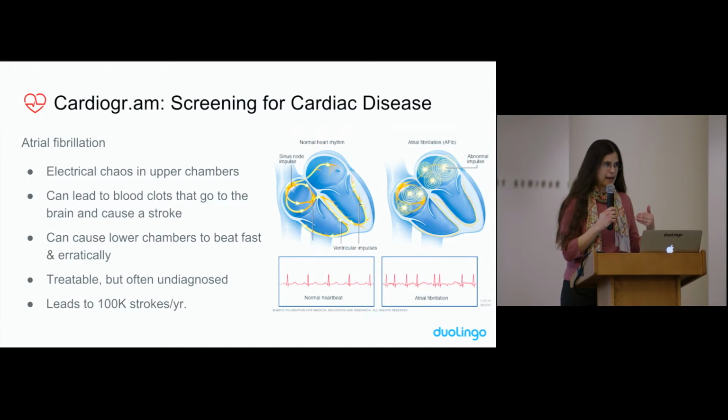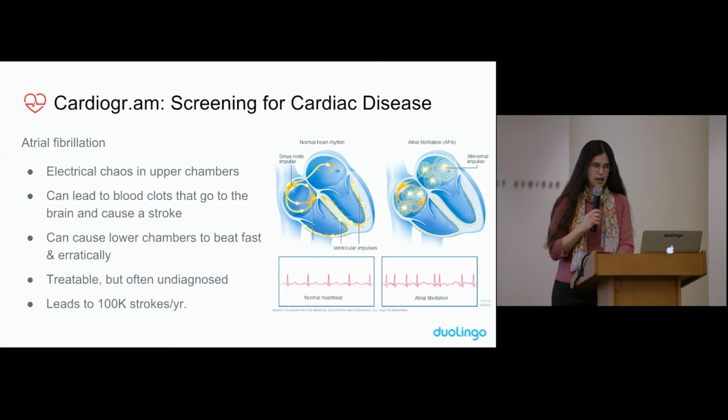So I'm going to take a step back here and explain what atrial fibrillation is at a very high level. So very briefly, atrial fibrillation is an ailment of the heart where there's electrical chaos in the upper chambers of the heart. This electrical chaos can lead to blood clots that can go to the brain and cause stroke. It can also cause the lower chambers to beat fast and erratically.